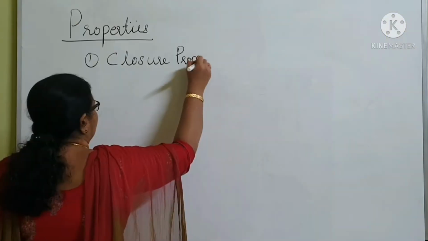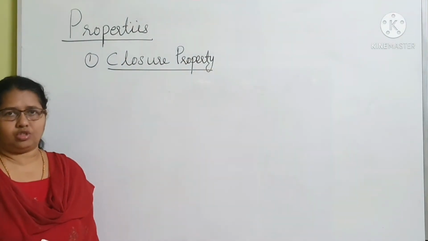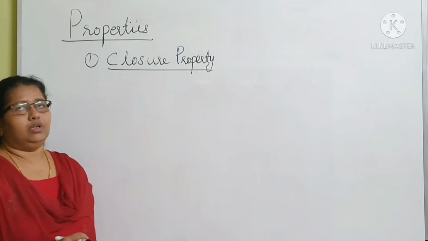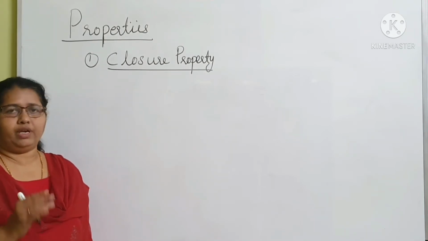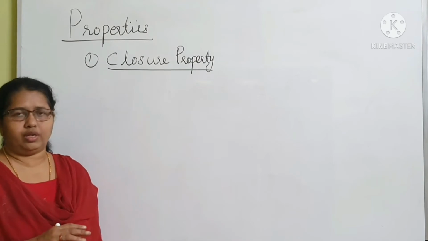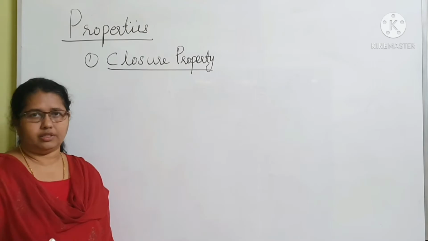First property, closure property. In addition and subtraction, we learned closure property and we know integers are closed under addition and subtraction. When we add two integers, their sum is also an integer. When we subtract two integers, the difference is also an integer.